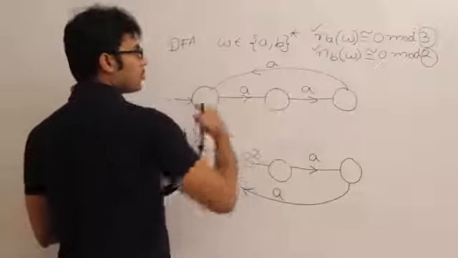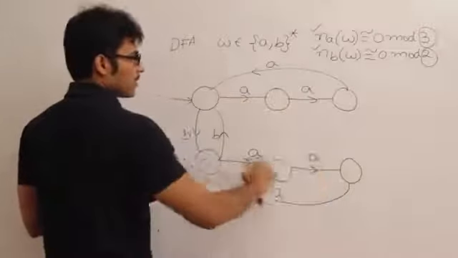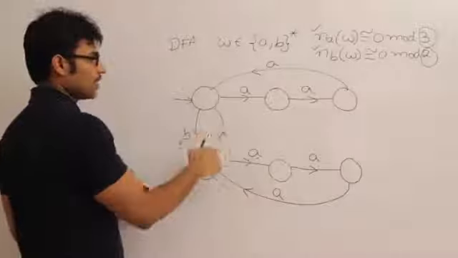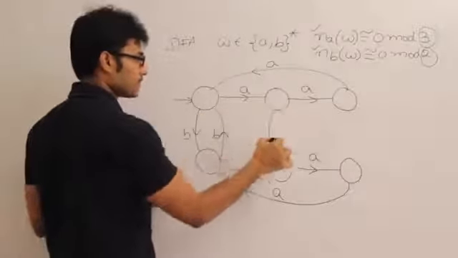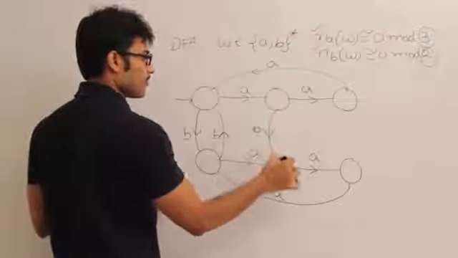This horizontal loop is counting the a's and this vertical loop is actually counting the number of b's.